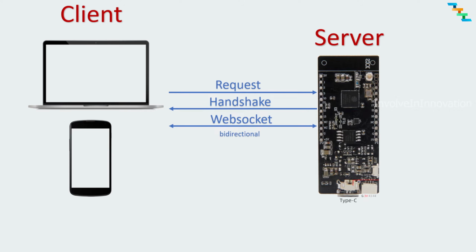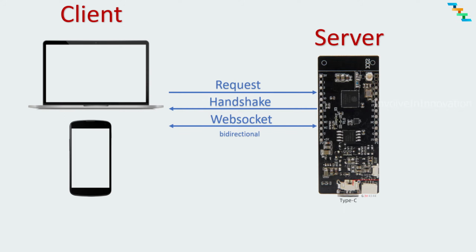This communication is bidirectional, so the client can send data to the server and the server can send data to the client. The server will send the information to the client whenever data is available. Similarly, the client will send information whenever an event is triggered. So this is the WebSocket, and here we are going to connect three different LEDs to ESP32.